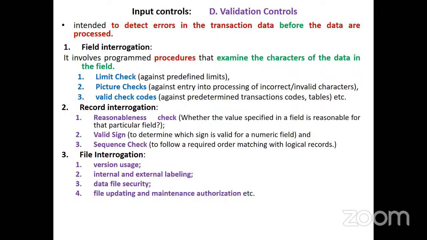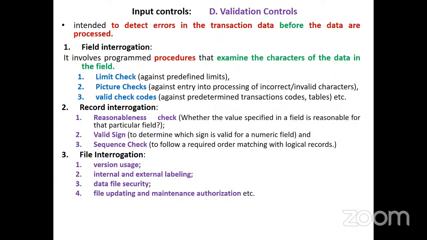Third one is valid and check codes. Again, predetermined transaction codes and tables. If you remember, in the beginning I mentioned that asset means it will start with 3001 or 3002, etc. Liability means 4001, something similar to that. So a valid check code should be there. If you are typing for debit and you write the code for credit, it should not accept it. So that's what predetermined transaction codes or tables mean.